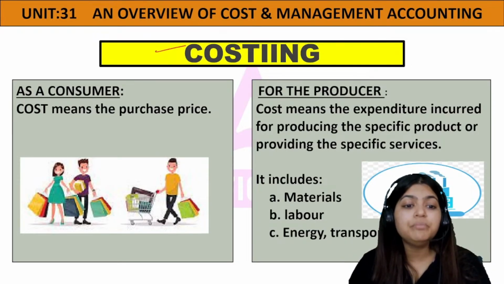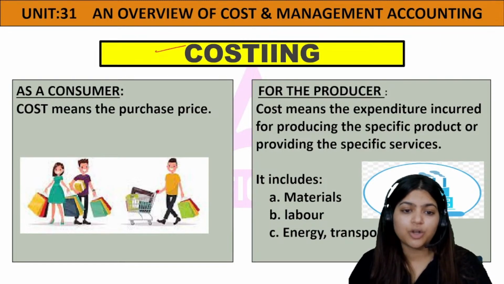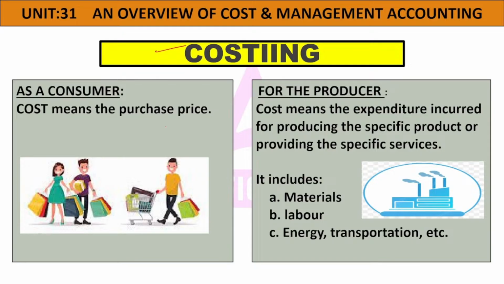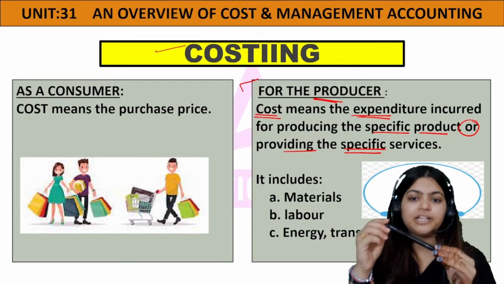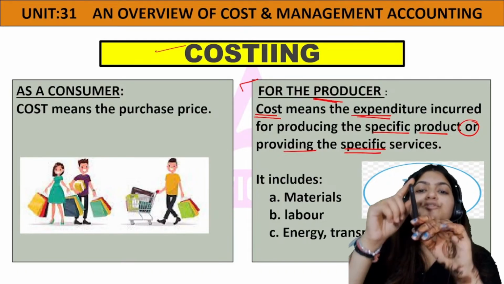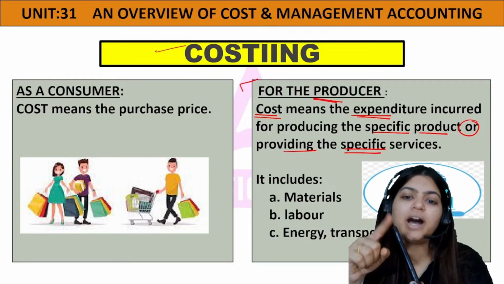But now the main thing is, as a producer, or if you are running any company, let's talk about it. For the producer, cost means expenditure incurred for producing a specific product or providing specific services. It means, suppose I started one business, manufacturing of pens. So for manufacturing of the pen, what are the costs I am incurring?